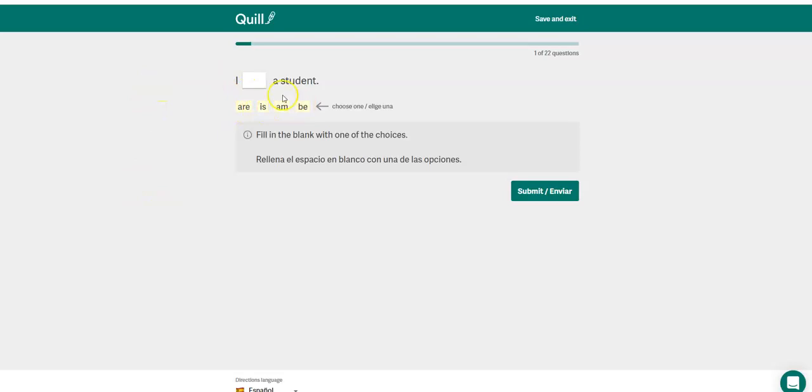Are, is, am, or be a student? So it is starting at an easier level with the ELLs. So you're looking at more basic verbs.